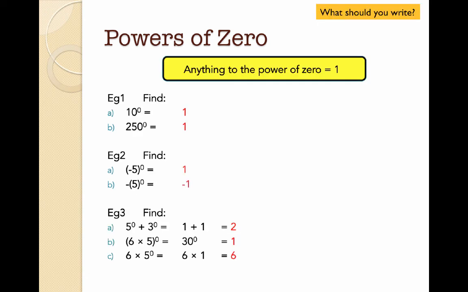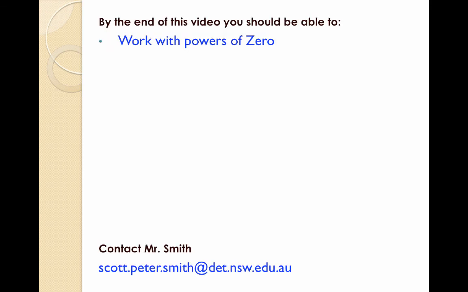So what should you write? I'd like a heading of powers of 0, as well as the rule, anything to the power of 0 equals 1. And then you can get those 3 examples written down. And that's it. Hopefully you know how to work with powers of 0, and that you can get along with the next exercise. Good luck.